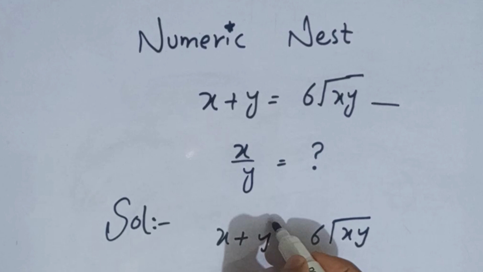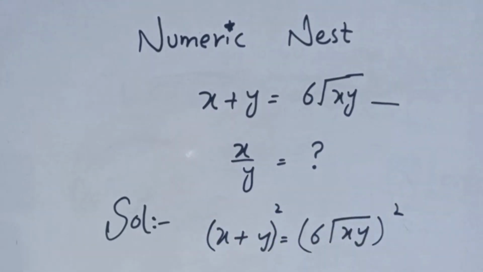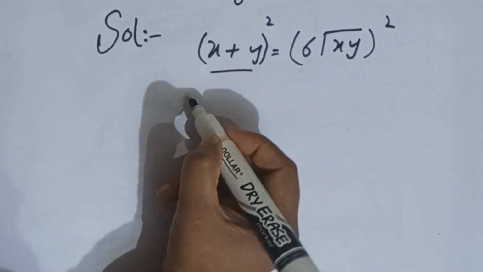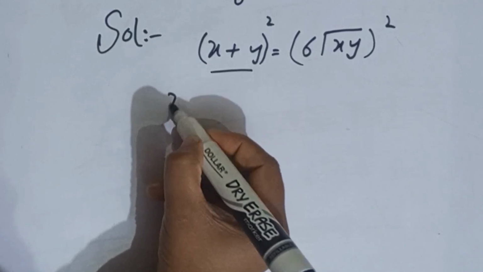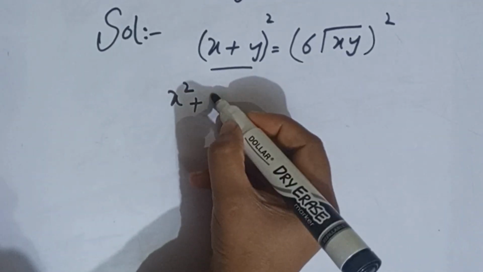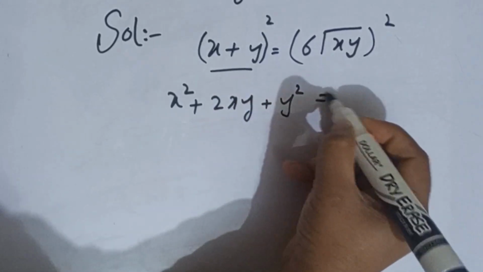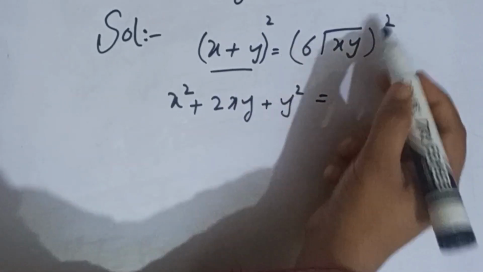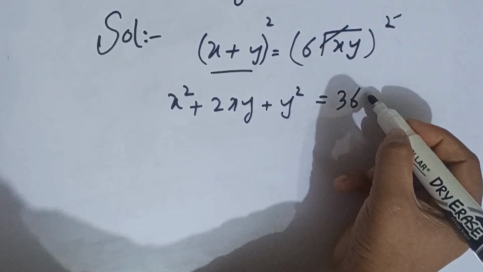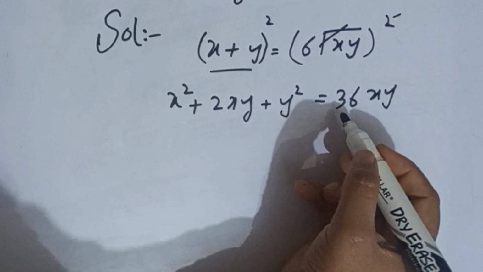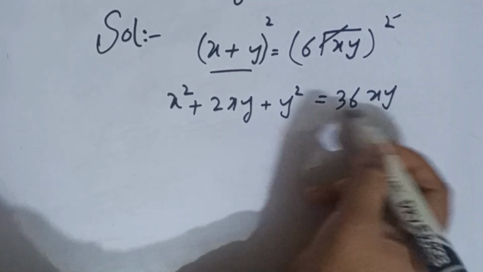We take a square on both sides of this equation. Next, we use the identity that (x plus y) whole square is equal to x square plus 2xy plus y square. On the right side, 6 square is 36, and the square and square root cancel, so we just get 36xy.